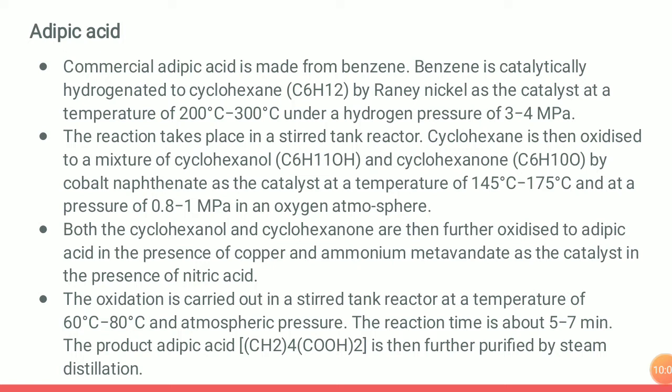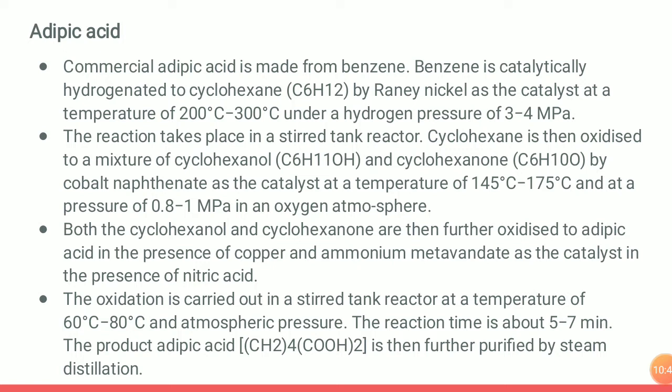Okay, now we see both the cyclohexanol and cyclohexanone that we get are then further oxidized to adipic acid in the presence of copper and ammonium metavanadate as a catalyst, in the presence of nitric acid. Whatever cyclohexanol and cyclohexanone we are getting from the previous process is further oxidized in the presence of a strong oxidizing agent, that is nitric acid. So we are getting the required adipic acid.